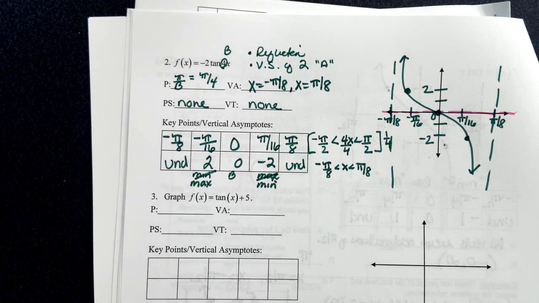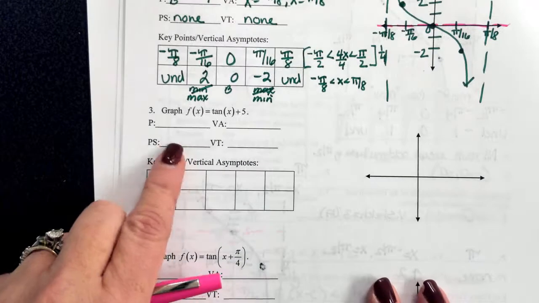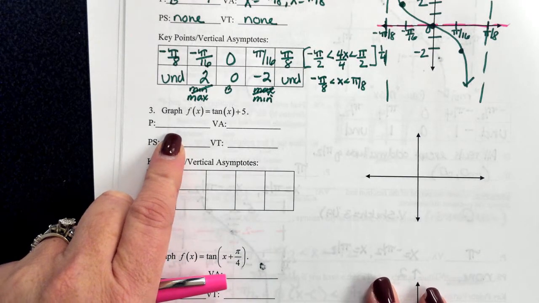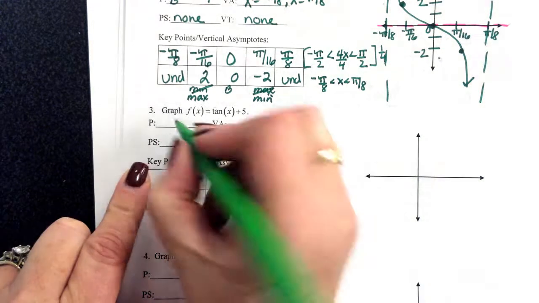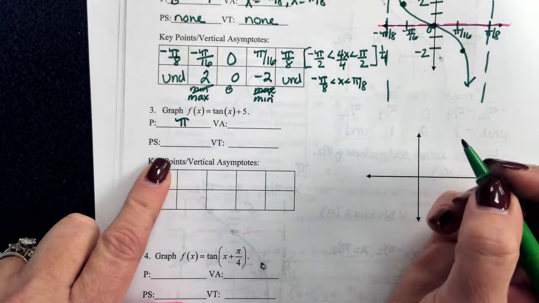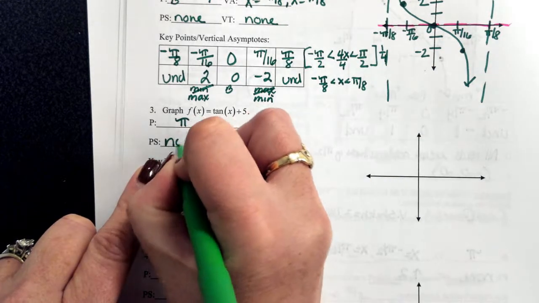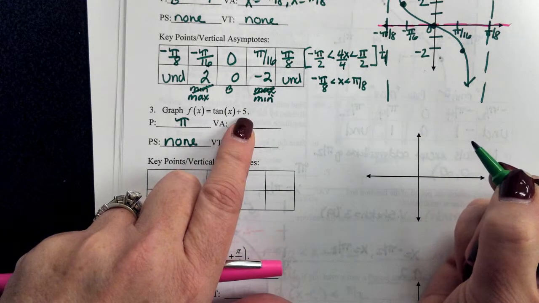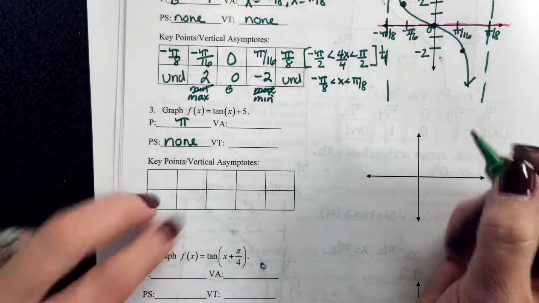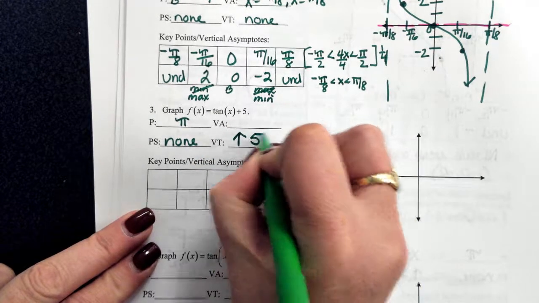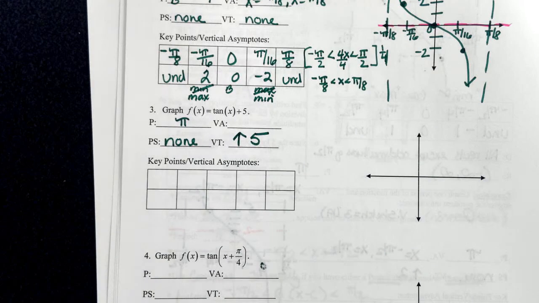So you guys go ahead and try example 3 for me. What's your period here? What's the period going to be for number 3? Pi. Do you have a phase shift here? I don't believe so. And what is the plus 5 doing? That plus 5 is going to make your graph go up 5. So you guys go ahead and try that for me.